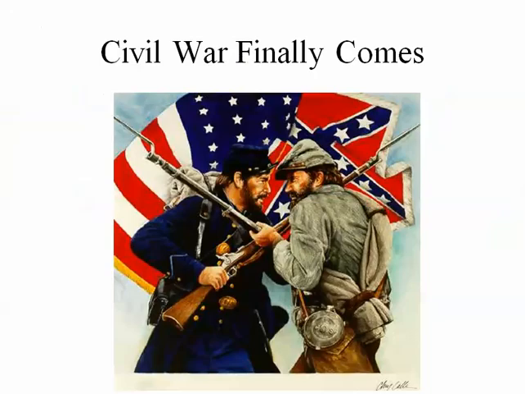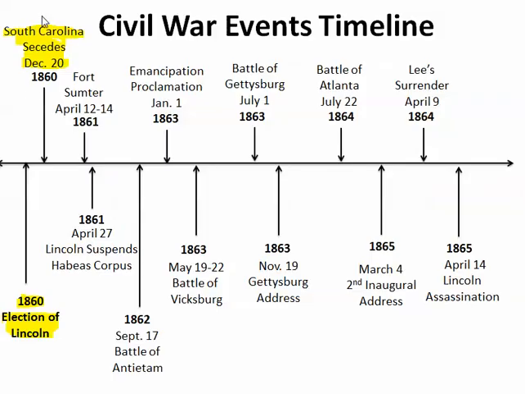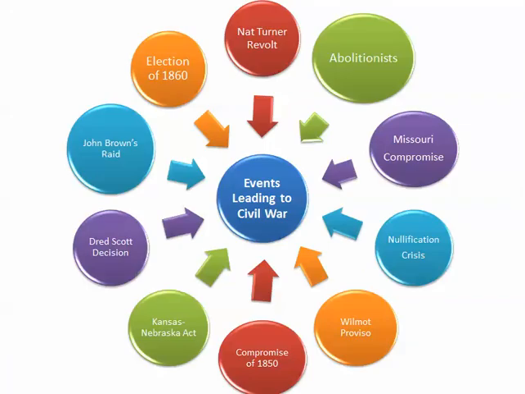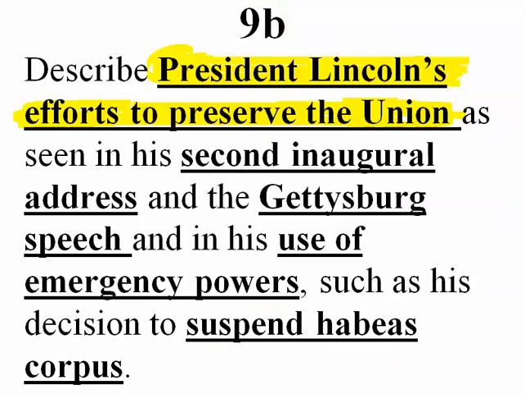Okay, so Civil War finally came, and South Carolina seceded December the 20th. Abraham Lincoln wins his election in November 1860. South Carolina secedes December 20th. So we've completed our events or causes of the Civil War, and we can turn to our main focus, which is to describe President Lincoln's efforts to preserve the Union.